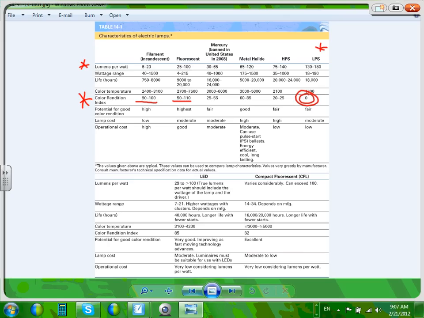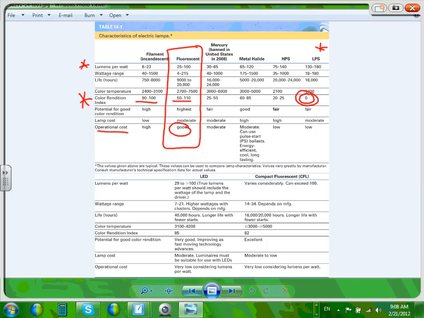Okay, so the higher the color rendering index number, the better. And keep going, guys, all the way to potential for good color rendering index. All of them have potential treatment. Lamp cost. Lamp cost is a big deal, guys. If you look at the incandescent lamp, low; high, metal halide, medium; fluorescent. Installation cost. Good installation cost is a big deal.